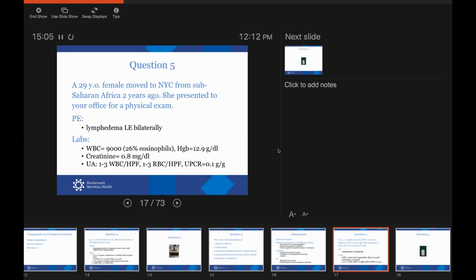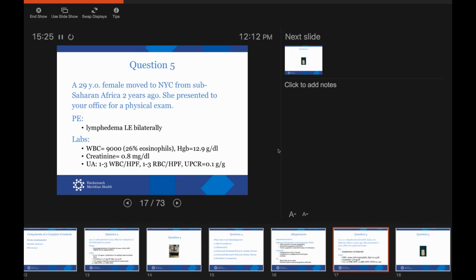For example, one more question on color of urine. A 29-year-old female from Africa comes in for a physical. She has lymphedema in her legs. Legs are like this, really fat lymphedema legs. Unusual, right? Creatinine is normal.